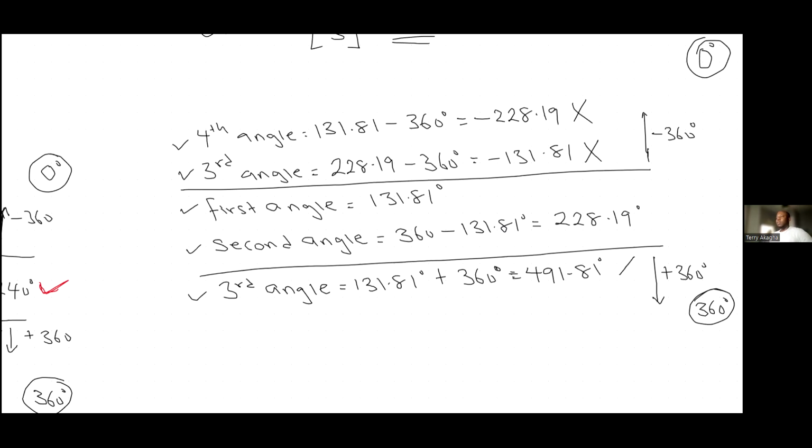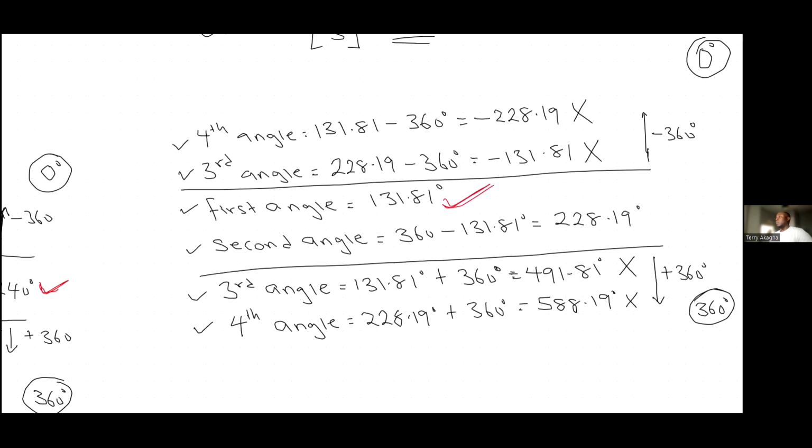Then if you now go to the fourth angle, it will give you 228.19 degrees plus 360, which is going to be above, and that will give you 588.19 degrees, and this will not work. So that means for this, the correct answers that should be between 0 and 360 are only 131 and 228.